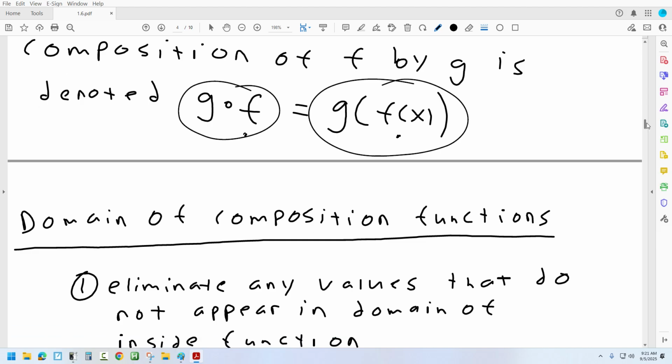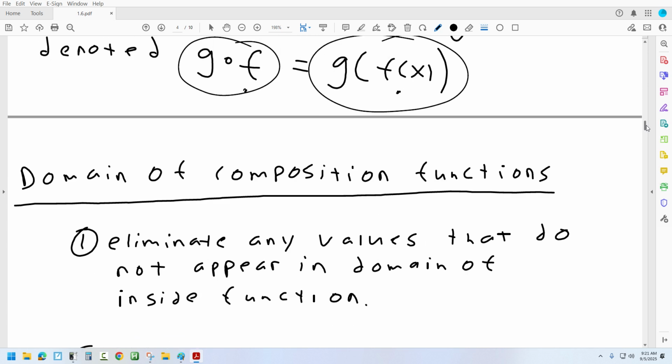Okay, so how do you find the domain if you've taken two functions and composed them together? Two steps. And I kind of think of these steps as like filters. Okay, so I start with all real numbers, and I'm going to start filtering out what I know doesn't work. So the first step is eliminate any values that are not in the domain of the inside function. Okay, what do I mean by inside? When you compose, you have two functions. This is the inside, that is the outside.